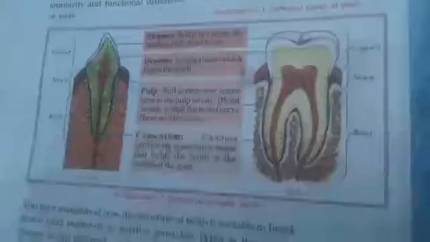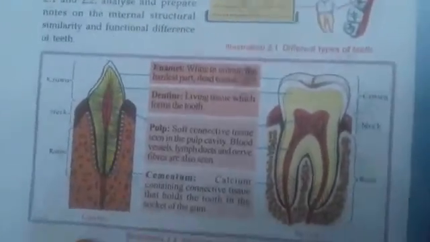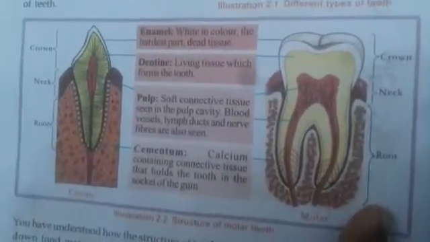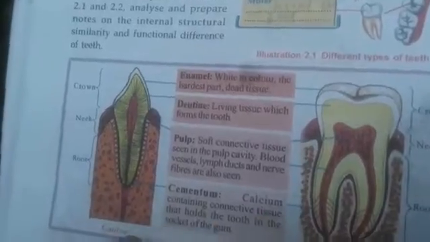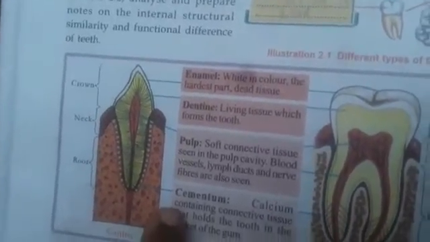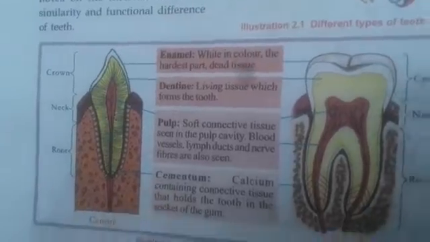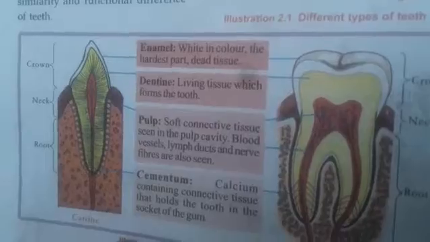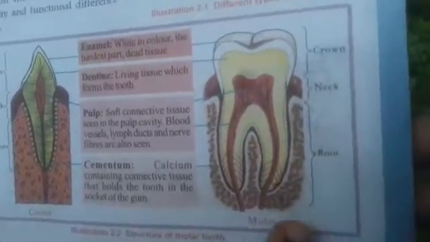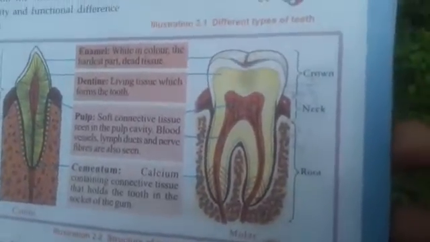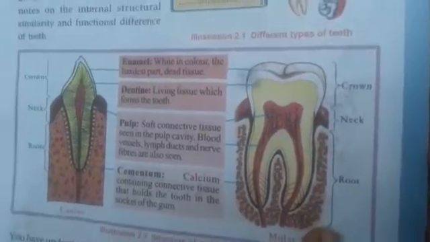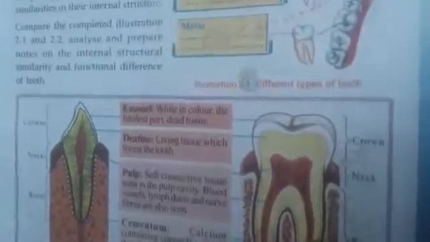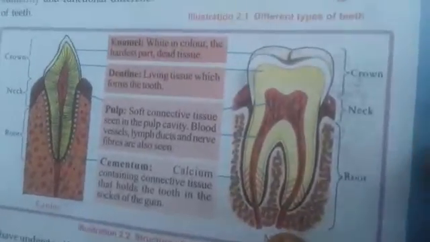All of you look in your textbook. Here you can see two types of teeth. One is canine and this one is molar. In the upper jaw 2 canine teeth are present, and in the lower jaw 2 canine teeth. The total number of canine teeth in our mouth is 4, and this is the structure of a molar tooth. Molars are 3 in the upper jaw and 3 in the lower jaw, so a total of 6 molars are present in our mouth.